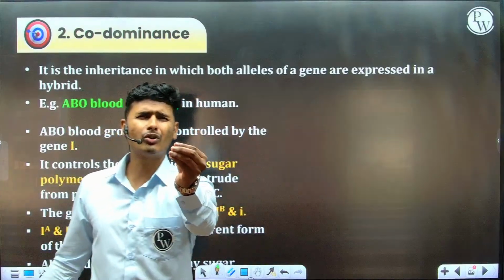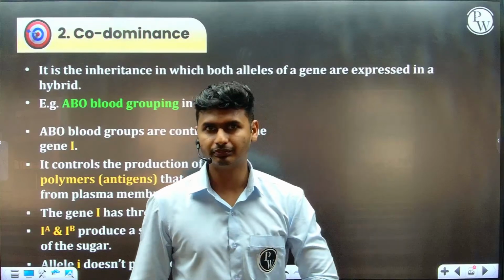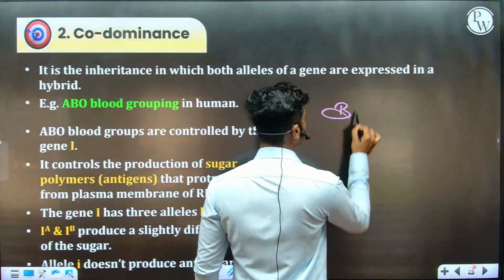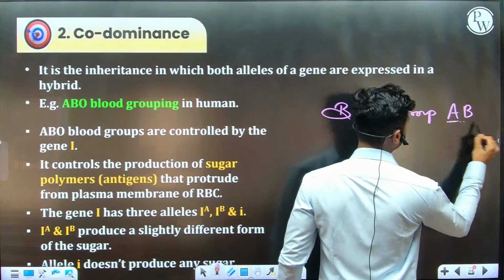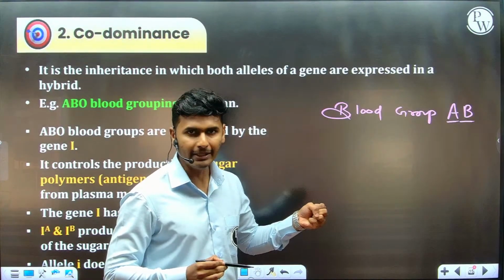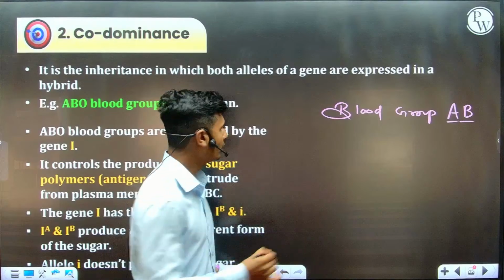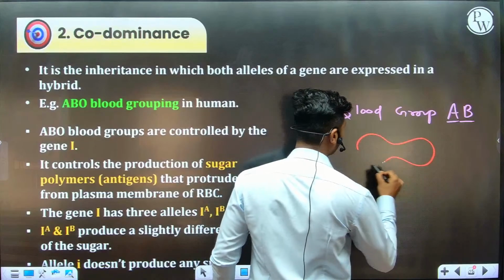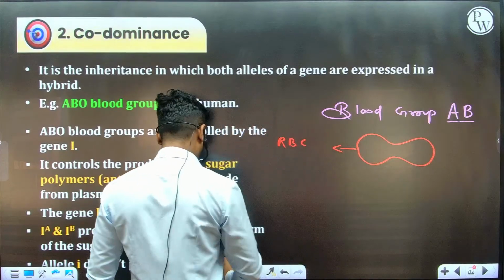Codominance, the best example of codominance is the coat color of a cow, or we can say the AB blood group. What is exactly AB blood group? If we are talking about blood group AB, we take blood from a person having blood group AB and observe their RBC in a microscope. So the RBC, for example, I am drawing here one RBC. For example, this is the RBC.